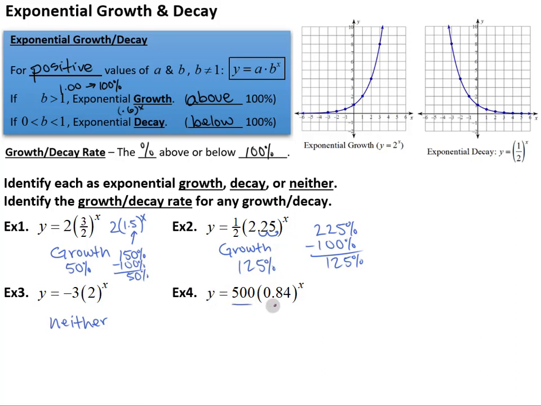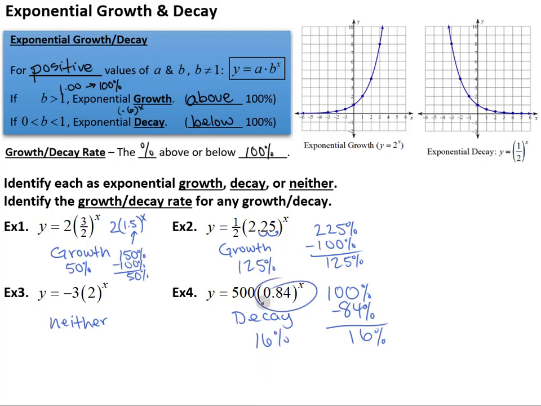Example 4, they're both positive. And this time our base is under 1. This is exponential decay. And if I move my decimal twice to the right, this represents 84%. Now it is not a decay rate of 84%. Remember, the decay rate is how far above or below 100% we are. Now if we're below, we're going to subtract this from 100%. How far below are we? Well, we'd have to do some borrowing here, but we are 16% below. This is a 16% decay rate.